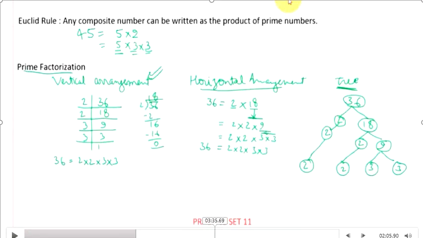Besides the vertical and the horizontal arrangement, here is the tree diagram representation of factors of 36. So I have basically 2 into 18, and 18 I further wrote as 2 into 9, and 9 I further factorized as 3 into 3. So ultimately I'm left with these as the factors: 2 into 2 into 3 into 3. So this is how we find the factors using the prime factorization method.